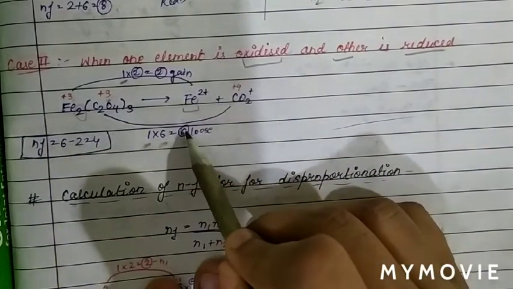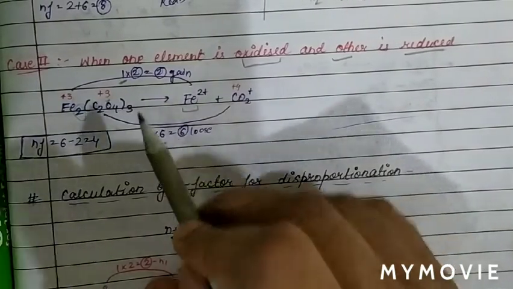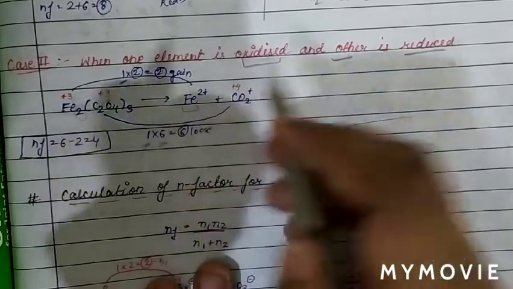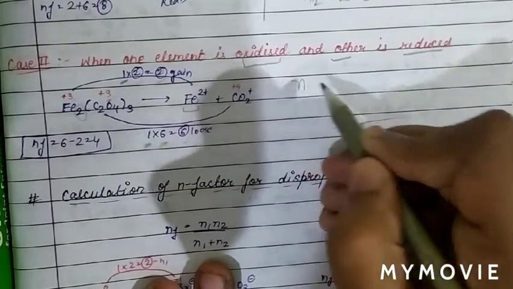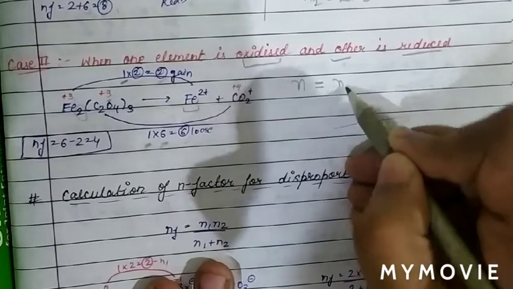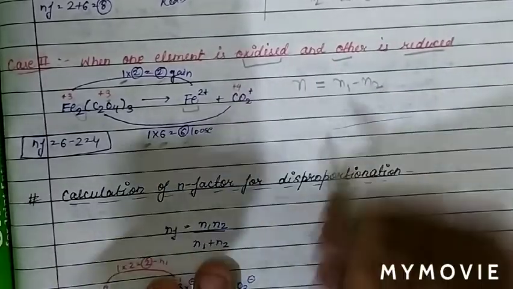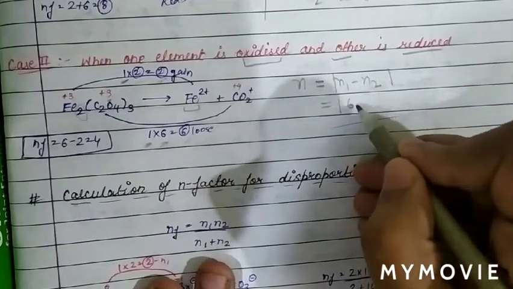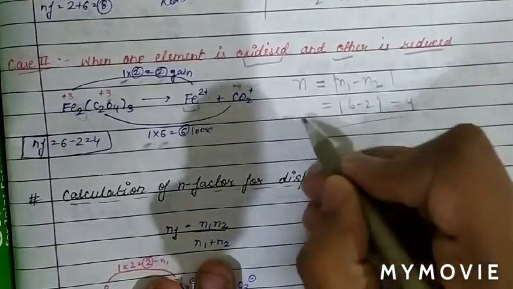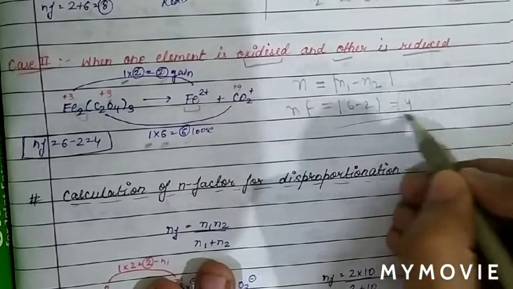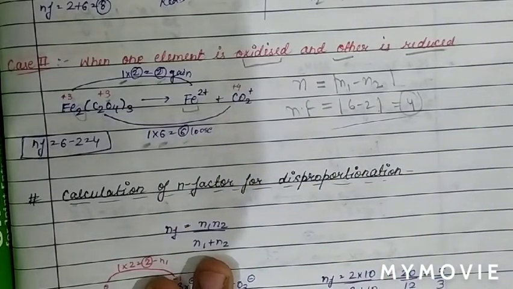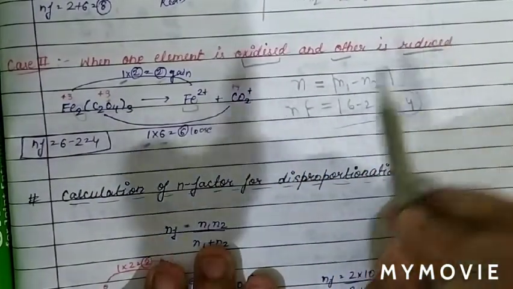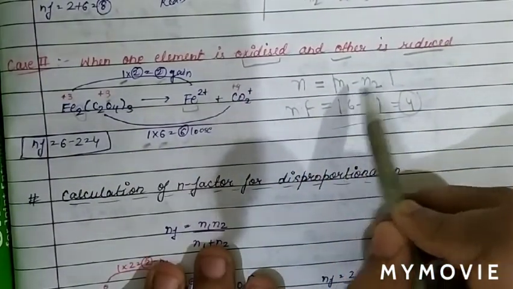As we can see, the n factor for carbon is 6 and n factor for iron is 1 into 2, which is 2 basically. As one element is oxidized and one is reduced, the n factor will equal n1 minus n2 in this case. Subtract the smaller value from the larger value. So basically 6 minus 2, the net n factor is 4. So the compound in which one element is oxidized and other element is reduced, the n factor is n1 minus n2.